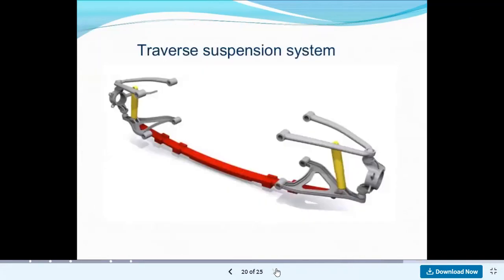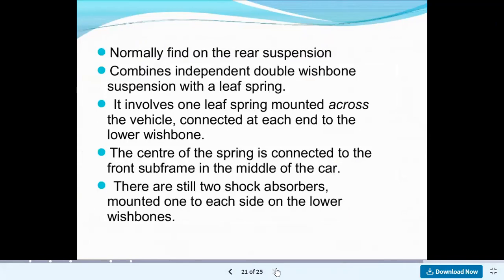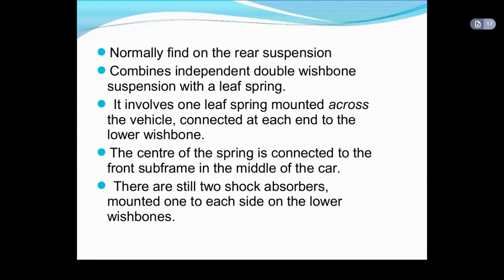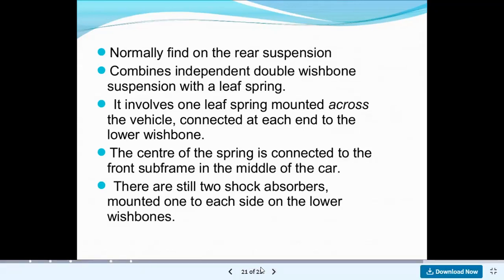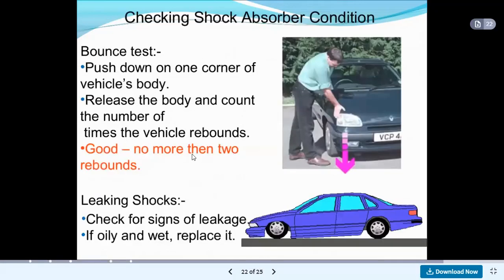Transverse suspension system is also there. Normally found on the rear suspension, it combines independent double wishbone suspension with a leaf spring. It involves one leaf spring mounted across the wheel, connected at each end to the lower wishbone. The center of the spring is connected to the front subframe in the middle of the car. And there are two shock absorbers mounted, one on each side on the lower wishbone. So this is the structure.